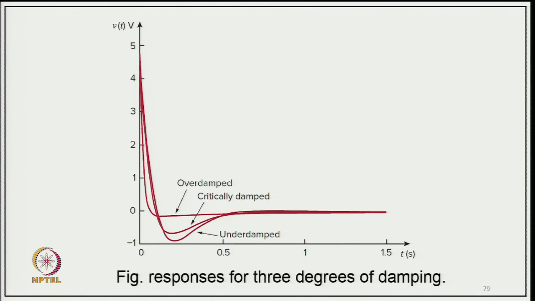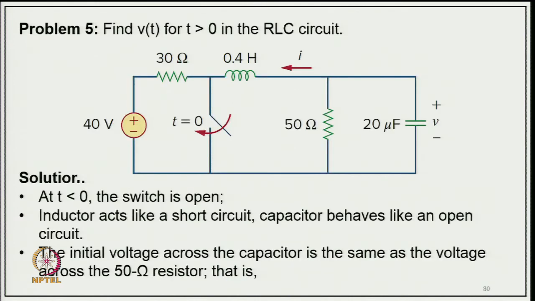And this is typically the response of this circuit. As you can see in the voltage response, we call this overdamped, this we call critically damped, and this is underdamped with respect to time. So, that is the response of three degrees of damping corresponding to three resistances in the circuit.